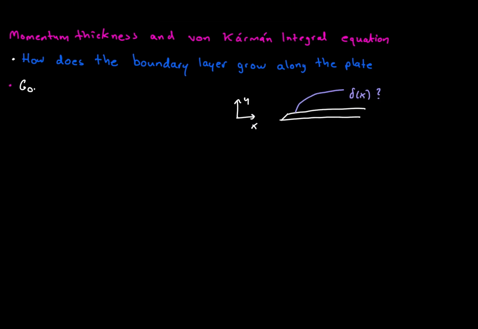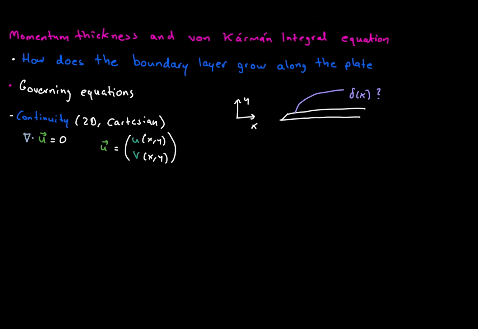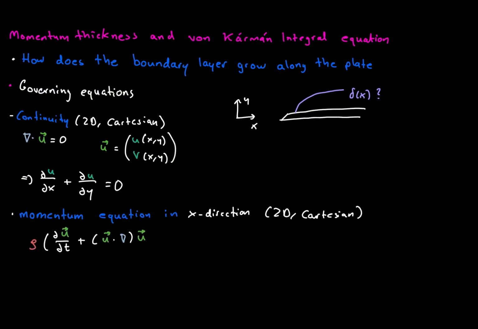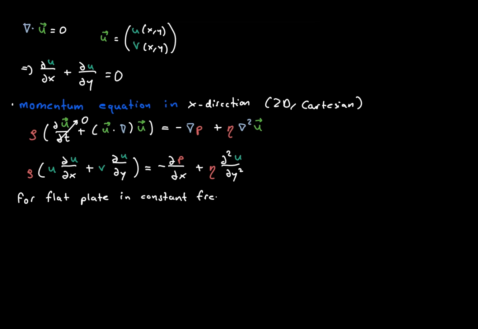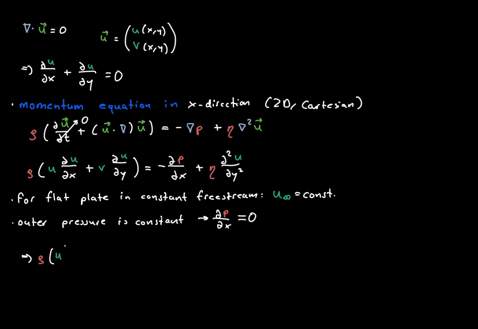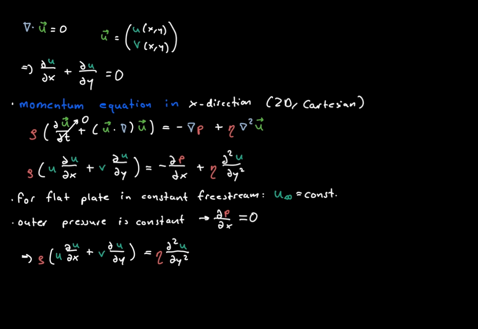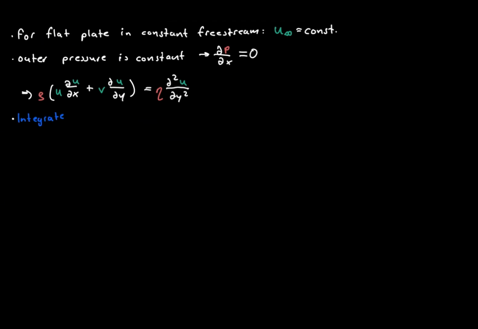So let's start from the boundary layer equation for steady, incompressible flow over a flat plate. The continuity equation is du over dx plus dv over dy equals 0. And the x momentum equation simplifies to rho times (u du/dx plus v du/dy) equals eta times d squared u over dy squared. Since the free stream velocity is constant, there is no pressure gradient.